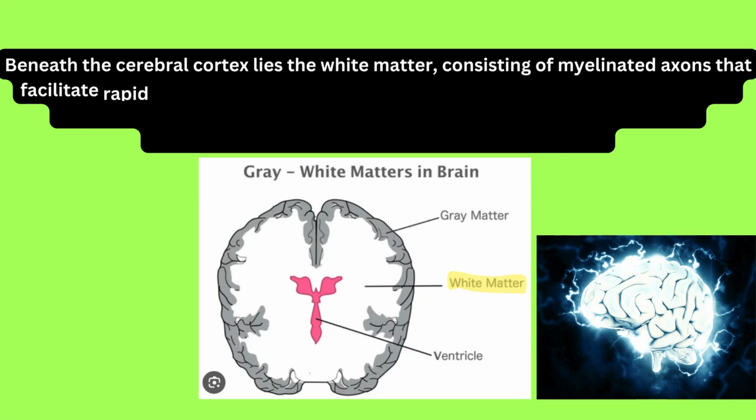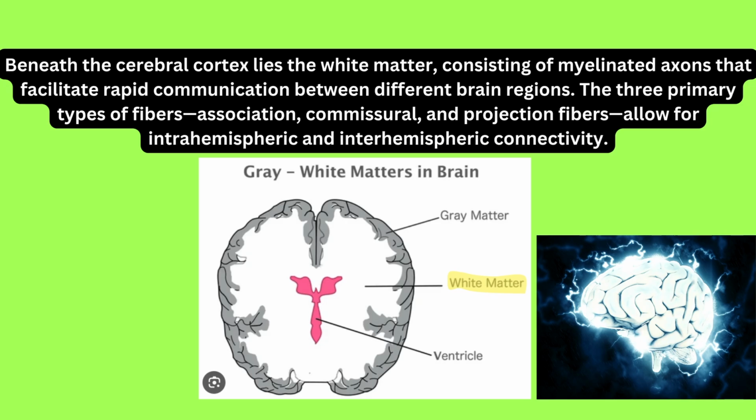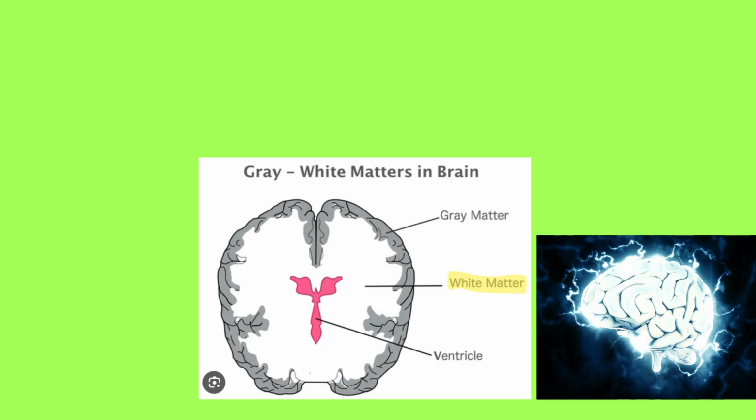Beneath the cerebral cortex lies the white matter, consisting of myelinated axons that facilitate rapid communication between different brain regions. The three primary types of fibers are association, commissural, and projection fibers, which allow for intrahemispheric and interhemispheric connectivity.